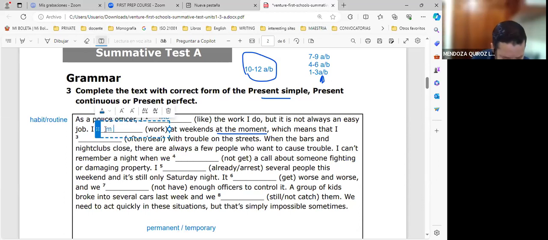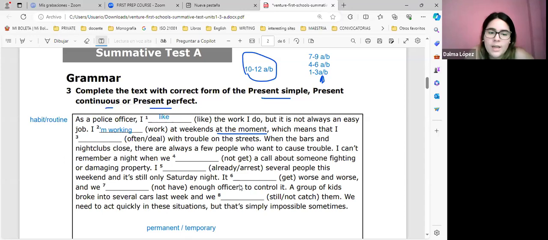I'm working at weekends at the moment, yeah? And the most important thing is that you look at the time expression, at the moment, no? And also if it says, I don't know, like this afternoon, this is like an arrangement. This would be present continuous for future, yeah? This is the present continuous for a temporary situation. Naomi, no? Dalma, what about number 3?